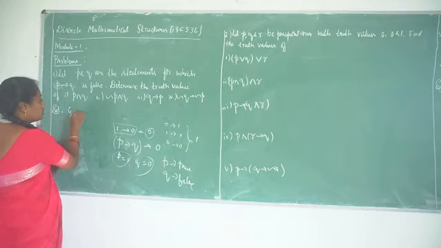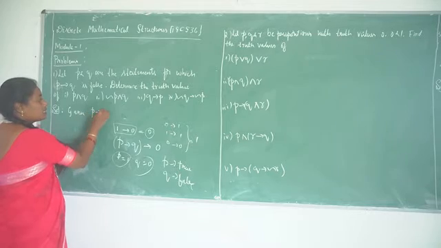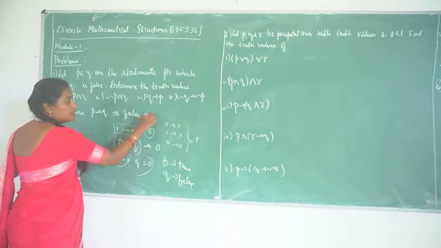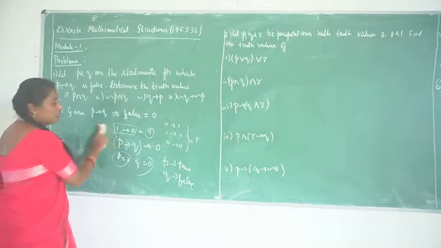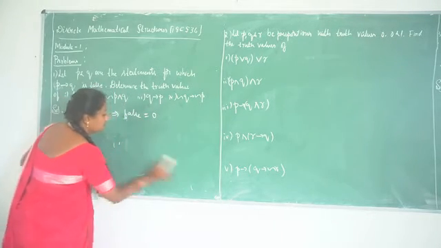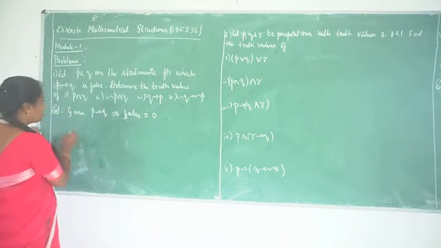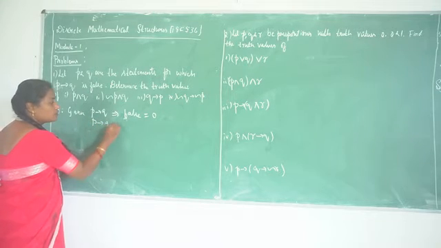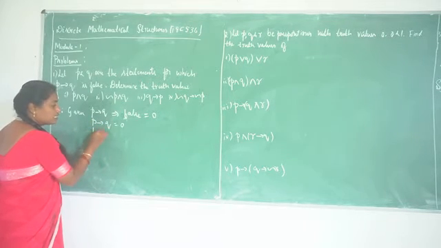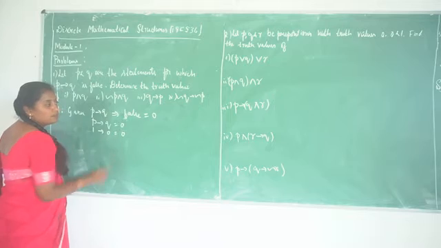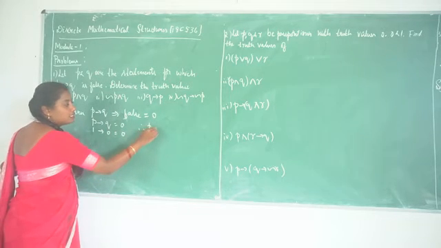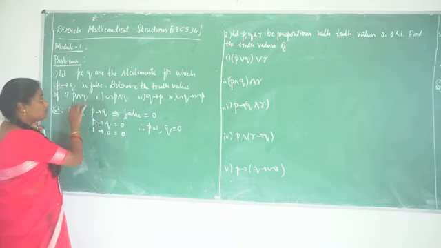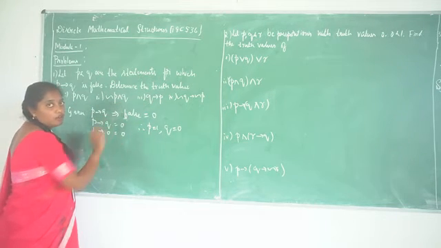Given that P implies Q is a false statement, that means since it is 0, we have to find the truth value of the given compound propositions. P implies Q is equal to 0, right? Only in the case 1 implies 0 is it equal to 0. Therefore P is equal to 1 and Q is equal to 0. Using these two values, we have to find the truth value of all these terms.